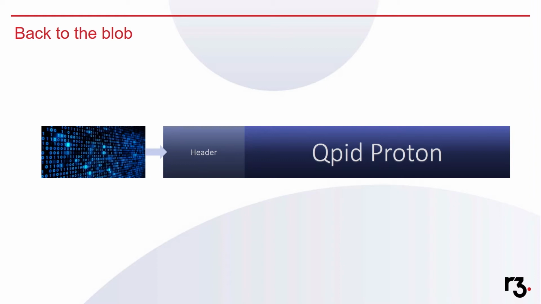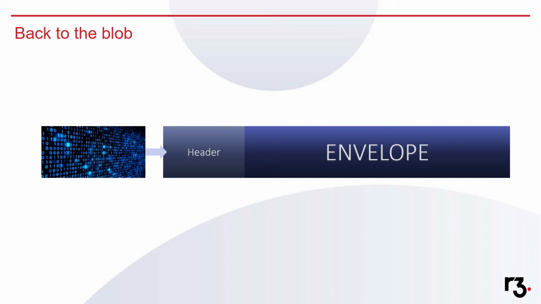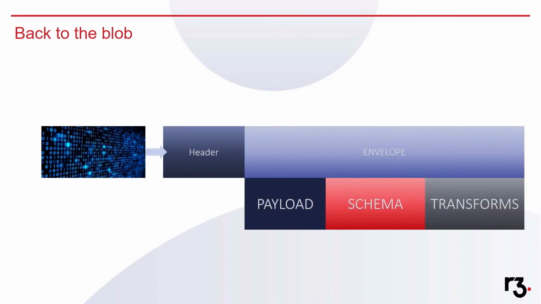So going back inside our blob, we know we have a header, and we know we have Qpid Proton encoded information. But what type of information? Well, going back to our described types, we have what we call an envelope, and that's where we stuff everything inside. What's inside the envelope? Well, we have a payload, what the actual data is. We have a schema that describes the data, and we have the transform information.